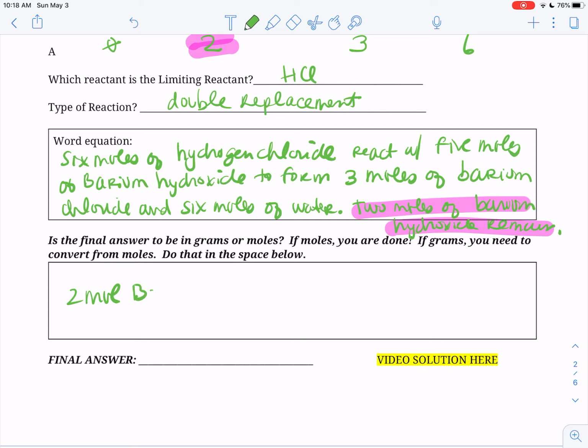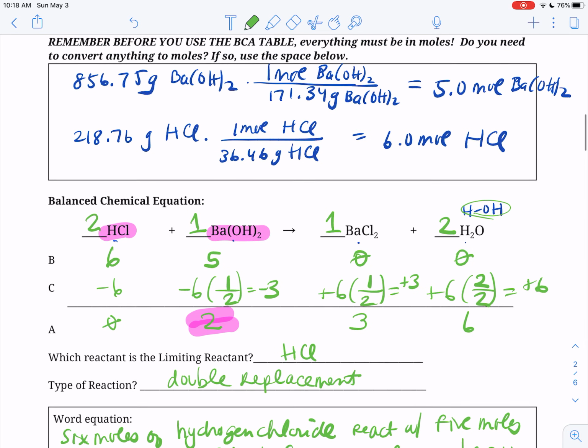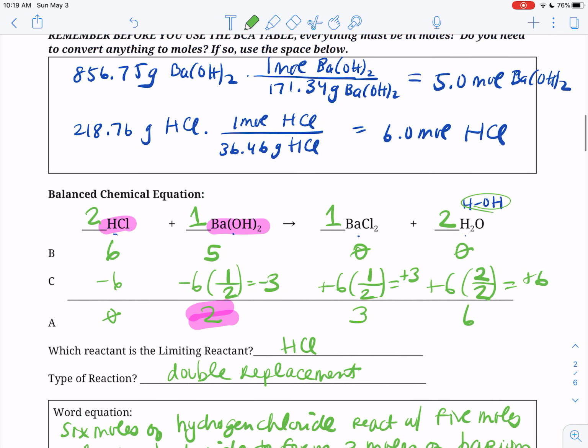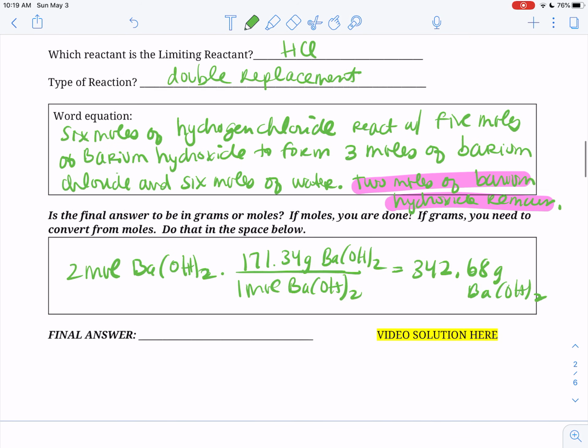Okay, so 2 moles barium hydroxide, but I want to know the mass of it. And I already got the molar mass up here, 171.34. And then calculate 342.68 grams remain. How much was there to start with? Oh, 856. Geez, that's a lot. Okay, so my final answer is going to be 342.68 grams of barium hydroxide.